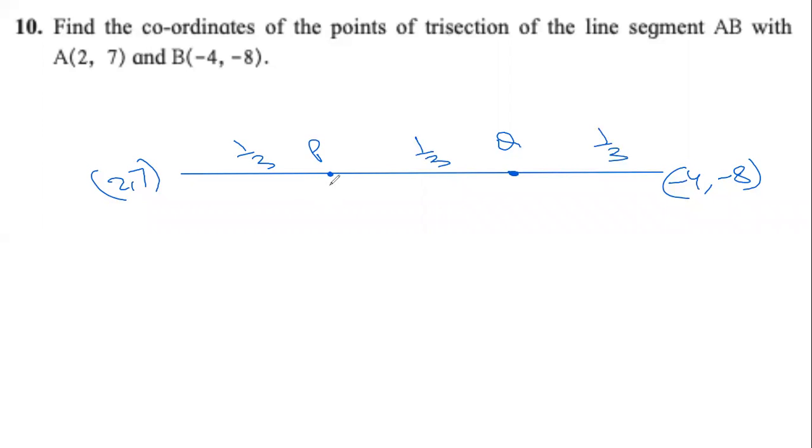Tell me what will be the ratio for P? We calculated it just now. Very good, 1:2. And what will be the ratio for Q? 2:1. Done. So we have x1, x2, y1, y2, m and n. We have to use the formula 2 times, once for P and once for Q. That's it.